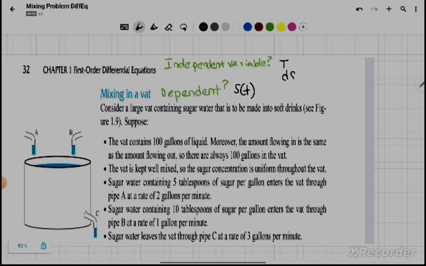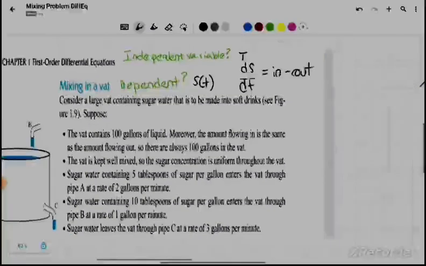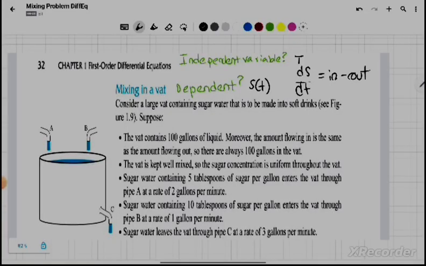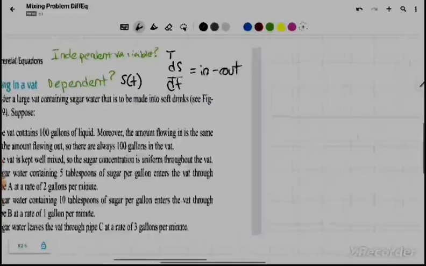When we try to solve this dS/dt, we're looking for the amount coming in minus the amount coming out. That's all we have to do. I think what'll make this problem easier is if you just think about units. What you're doing: we have some amount coming in at pipe A and B and out at C. So let me scroll over here.